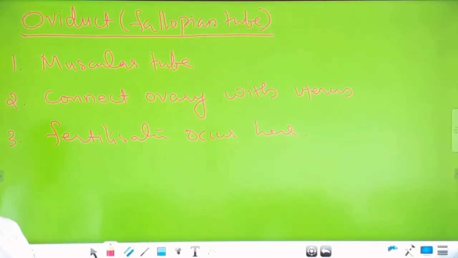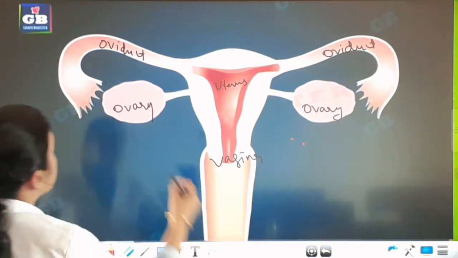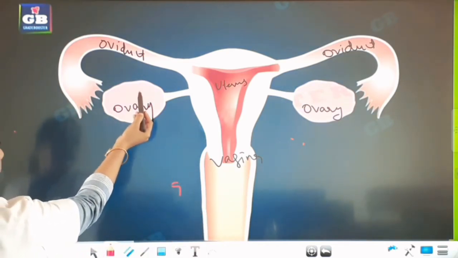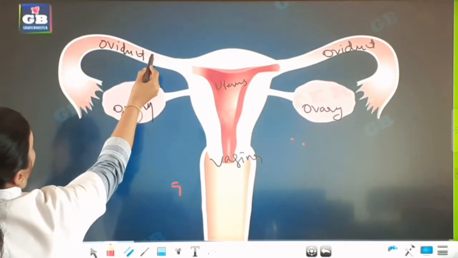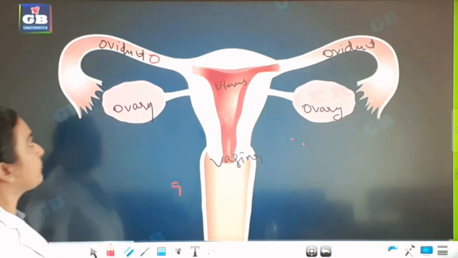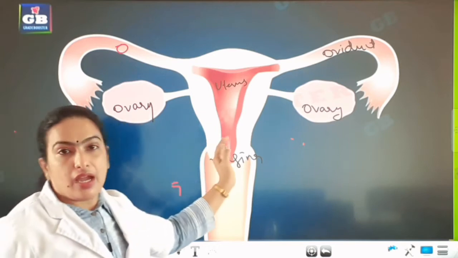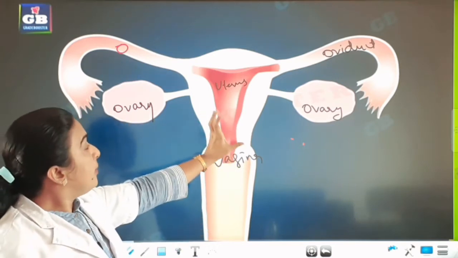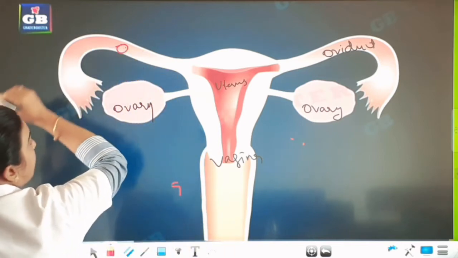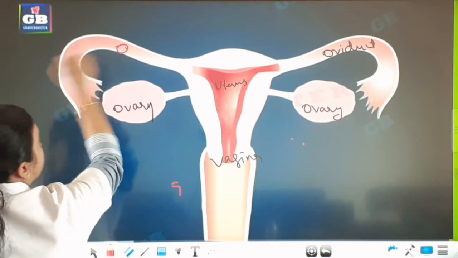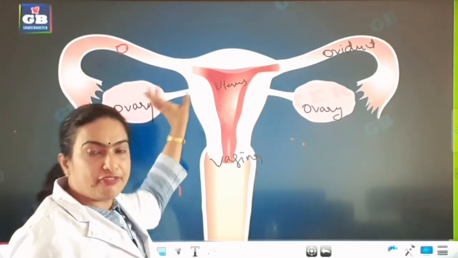So that I will show you. Here, see, when the ovary releases a mature ovum, the ovum is situated over here. You can write over here. Situated over here. So the male gamete such as sperm gets fused with this female gamete and it gets fertilized. So the real fertilization takes place in the fallopian tube.